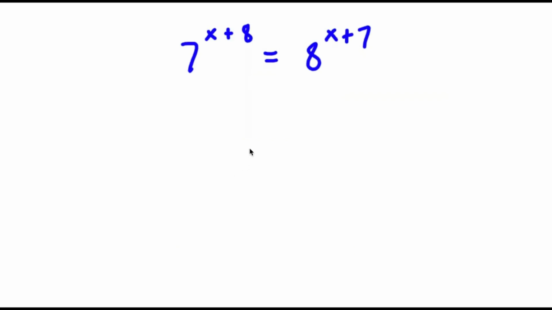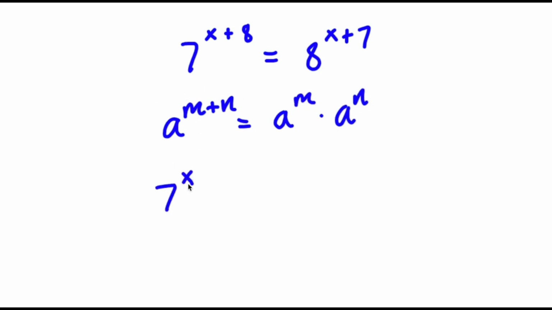Alright, so in this problem, I have 7 to the power of x plus 8 is equal to 8 to the power of x plus 7. So to start, if I have something in the form a to the power of m plus n, this is equal to a to the power of m times a to the power of n. So 7 to the power of x plus 8, that's going to equal 7 to the power of x times 7 to the power of 8. And 8 to the power of x plus 7, that's going to equal 8 to the power of x times 8 to the power of 7.